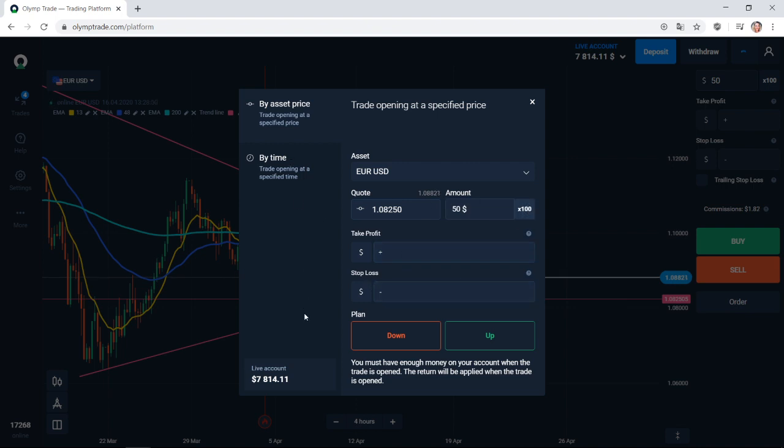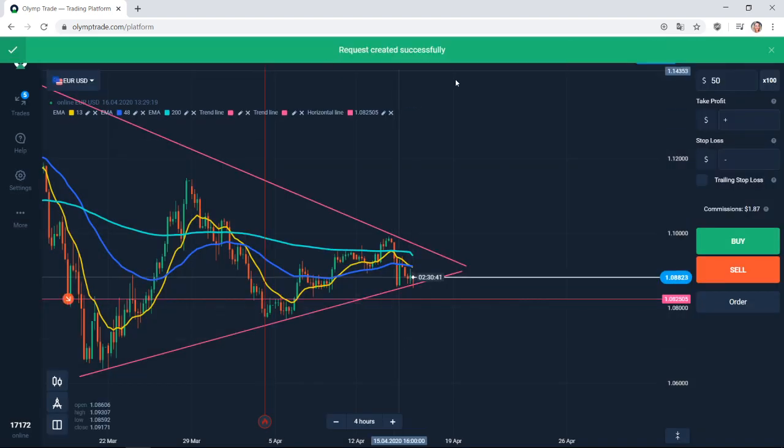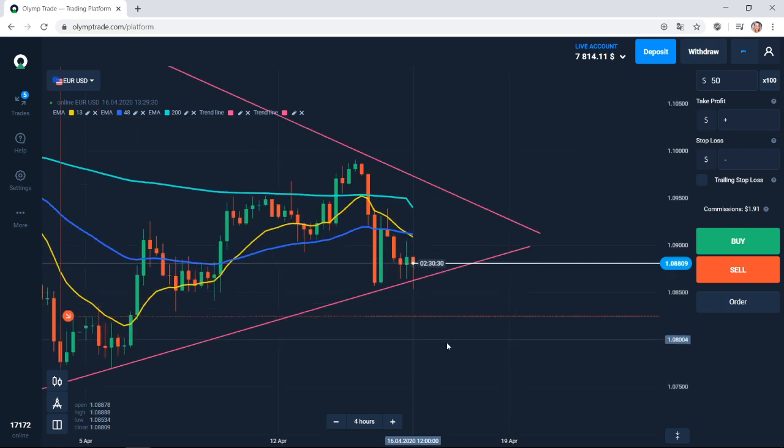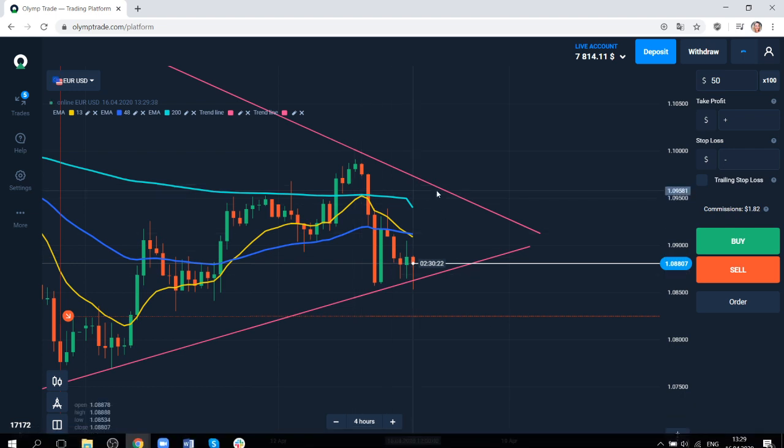Basically, I'm not going to set a take profit or stop loss at this time. Well, actually, to minimize our losses, my trade is going to be for $50, so I'll enter my stop loss at about $25 and then adjust it as we go. Then I click down. My request was created successfully, and this means that whenever the price reaches this level, the trade will open to the downside. If you can see, there's a little red line right here.